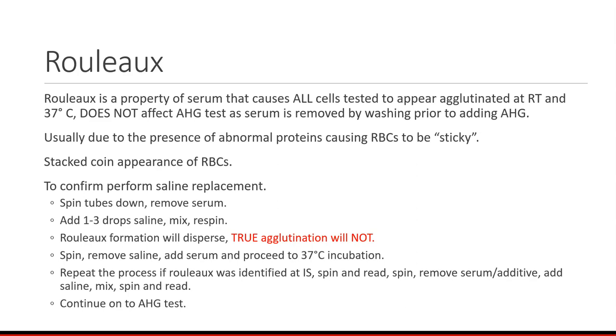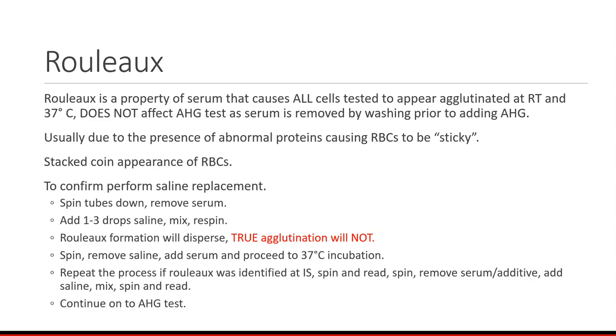To confirm that it's rouleaux and not agglutination, you perform what's called a saline replacement test. So you spin the tubes down and they were agglutinated, or they appear to be agglutinated. So the next step is to respin them and remove the serum. Then you add 1 to 3 drops of saline. I do this with a dropper. Mix it really well and respin. Rouleaux formation will be dispersed by the saline.